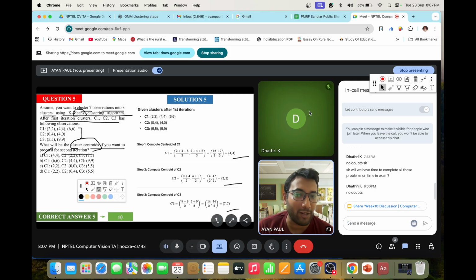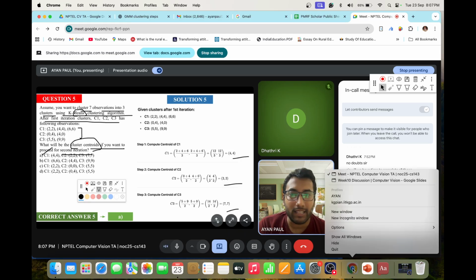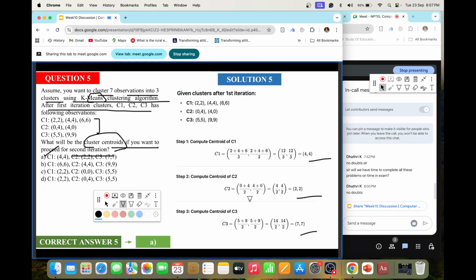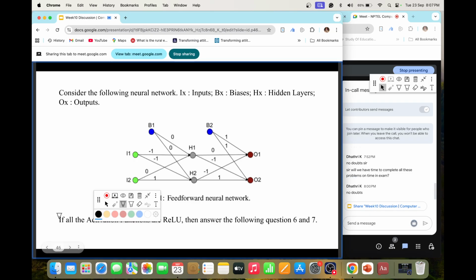Okay, simple question you would have asked in the question. So this is regarding question number 5. Very simple. Now this is regarding, I think, question number 6 and 7.